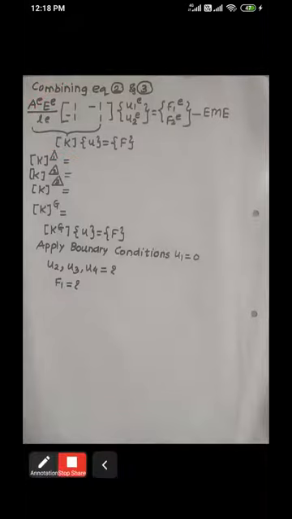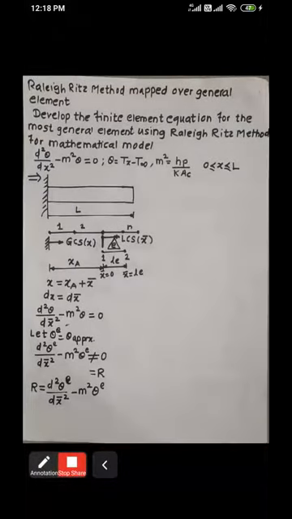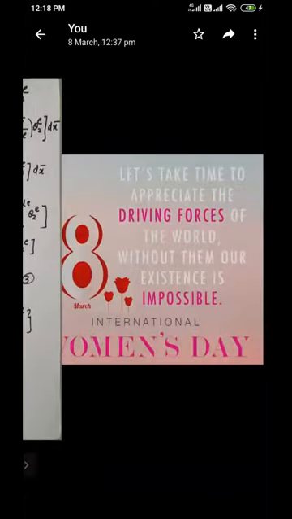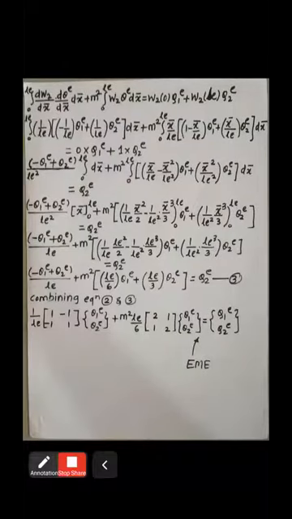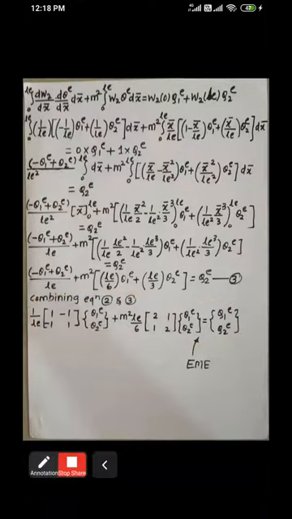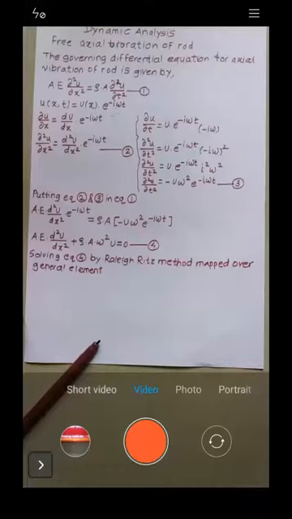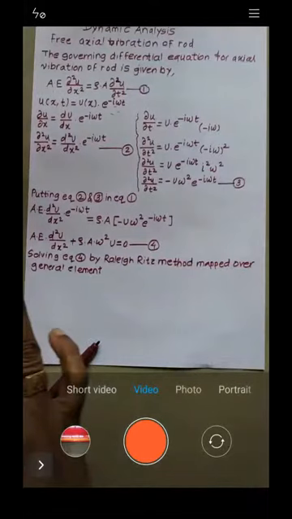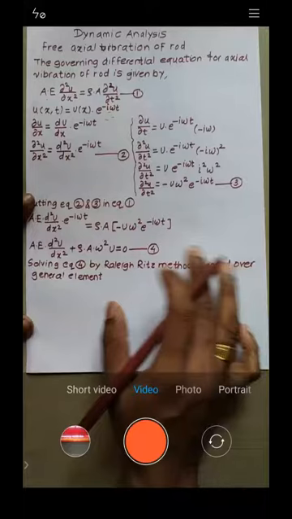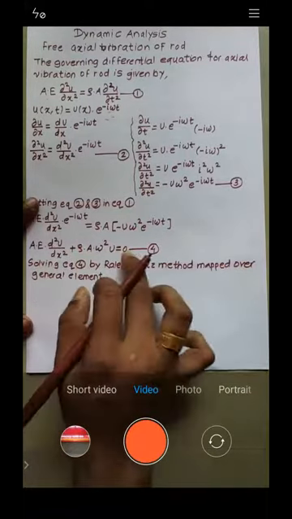In a similar manner, we solve the equation dou square theta by dou x square minus m square theta is equal to 0. At the end, we again got an EME. We are not going to solve this equation now, as it has already been practiced in the previous sessions. We will solve this governing differential equation by using the Rayleigh-Ritz method.